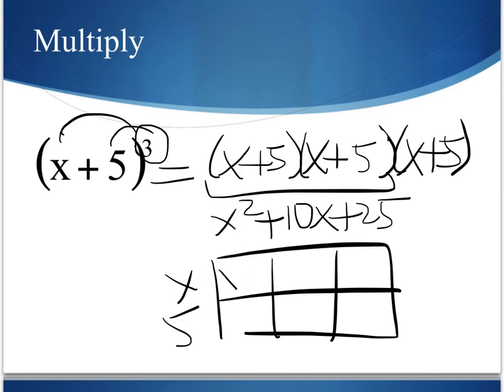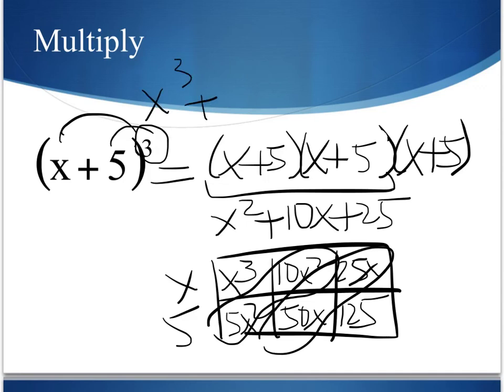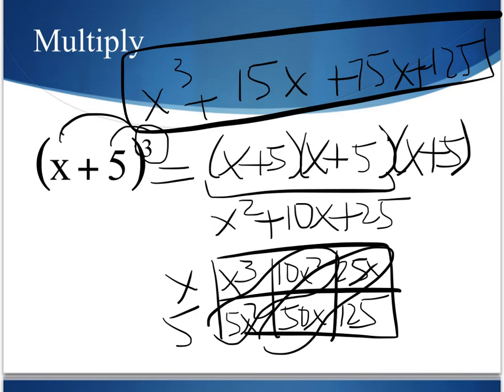X squared and x, that's x cubed. X squared and 5, that gives us 5x squared. 10x and x, that gives us 10x squared. And 10x and 5x gives us 50x. Then over on the right, we get 25 times x, that's 25x. And we get 25 times 5, that gives us 125. And then we combine like terms here and here to get x cubed plus 15x squared plus 75x plus 125. Just like that.